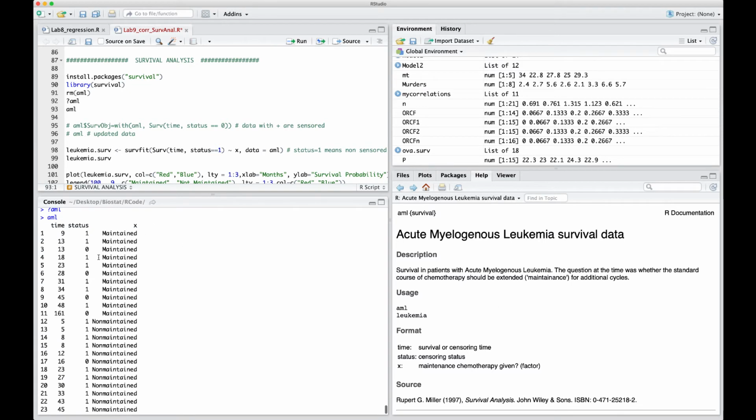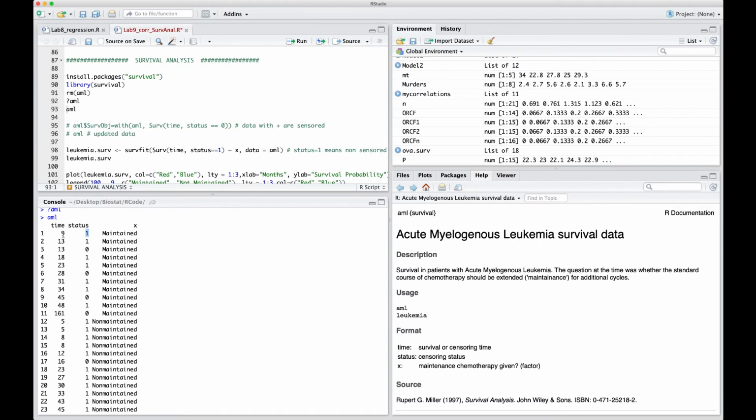So look at here. I think the time is in months, right? This time is survival or censoring time. So this is the survival time or the censoring time, meaning the person survived or dropped in the middle, right? Survived till the end or dropped in the middle. So status is the censoring status.